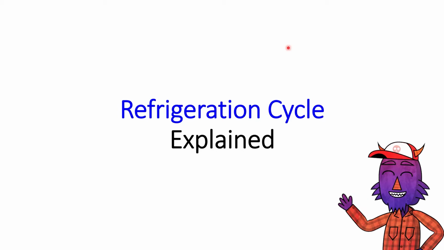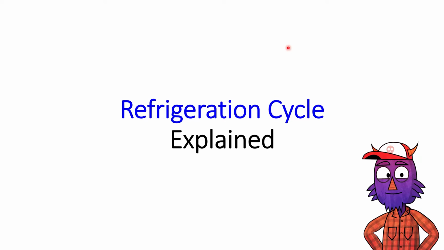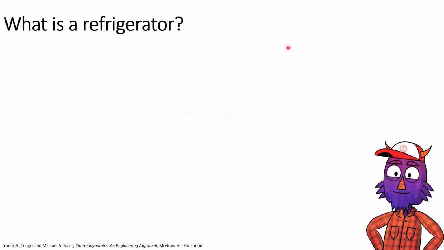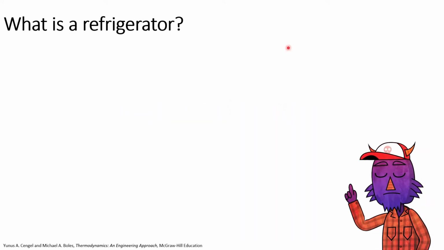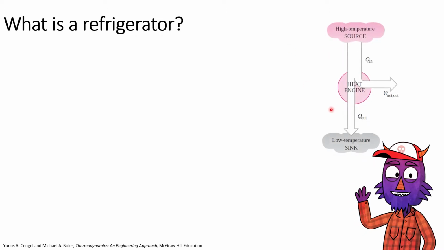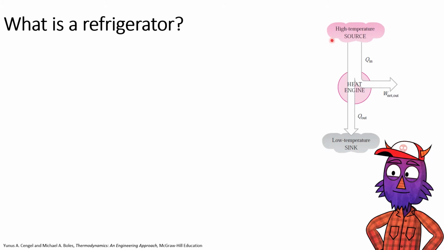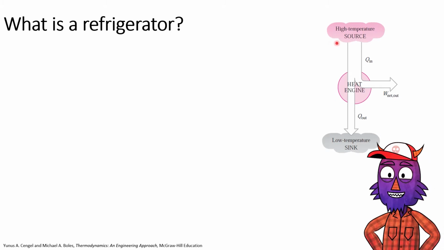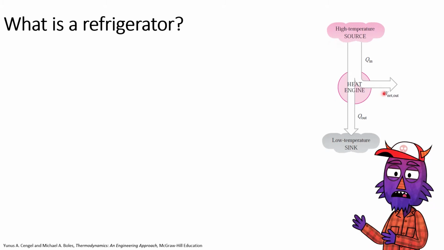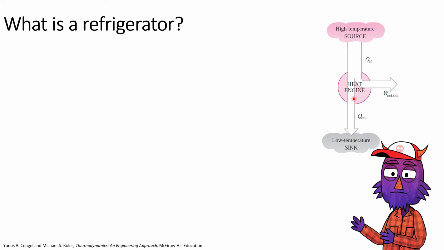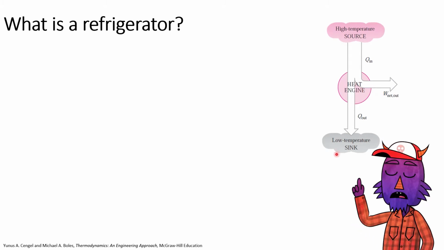Hello everyone, in this video I'm going to explain how the refrigeration cycle works. Before going to the details of the refrigerator, let's try to figure out what is known as a heat engine first. A heat engine is a device that absorbs heat from a high temperature medium and does some useful work, and the remaining heat is rejected to a low temperature medium.